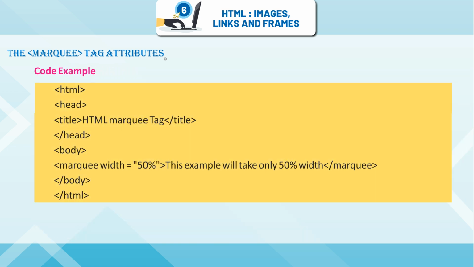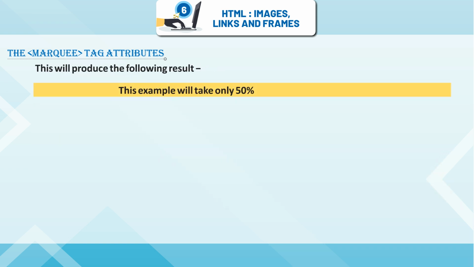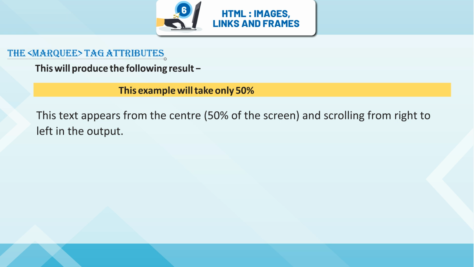Code example. This will produce the following result. This example will take only 50%. This text appears from the center, 50% of the screen, and scrolls from right to left in the output.